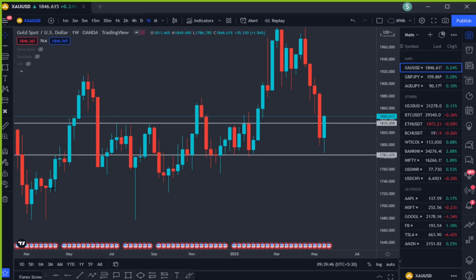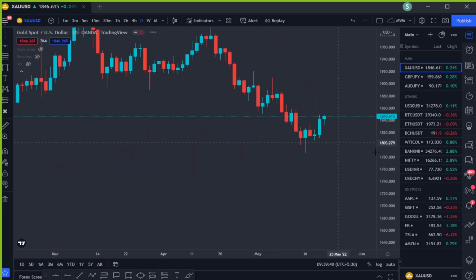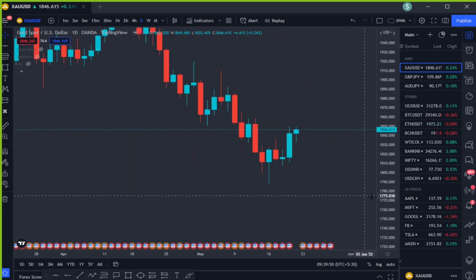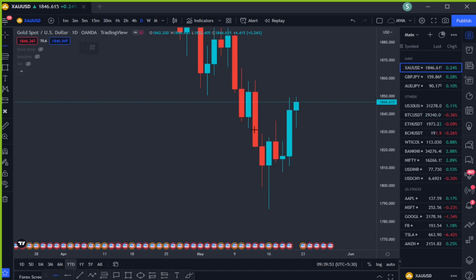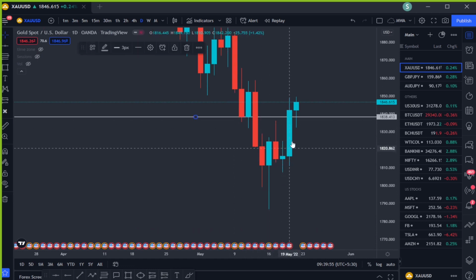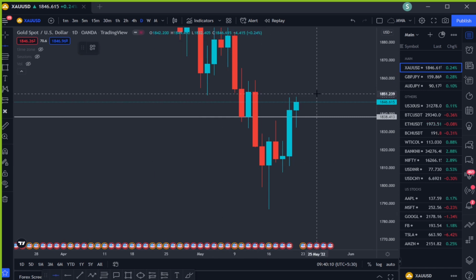Now let's see what's happening on the daily. On the daily, guys, as we can see, there was a resistance. As you can see, this daily candle closed above the resistance. So once we broke and closed above the resistance, we were expecting the next candle to retest that area, which the price did, and move to the next resistance, which is right here.